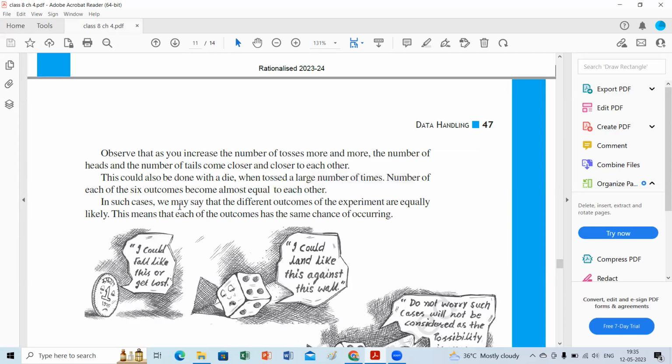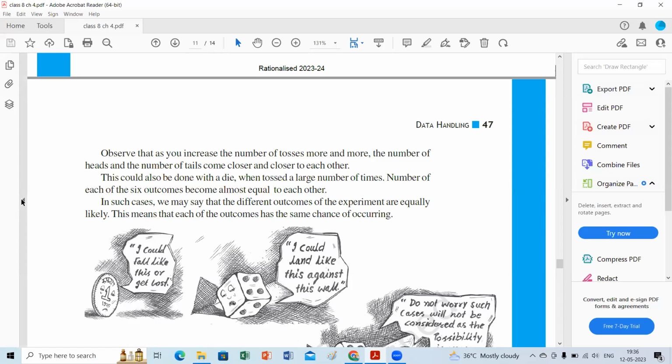In this other case too, different outcomes of an experiment are equally likely. In all cases, we are doing the experiment many times, multiple times, continuously and repeatedly. What happens? The chances are equally likely.